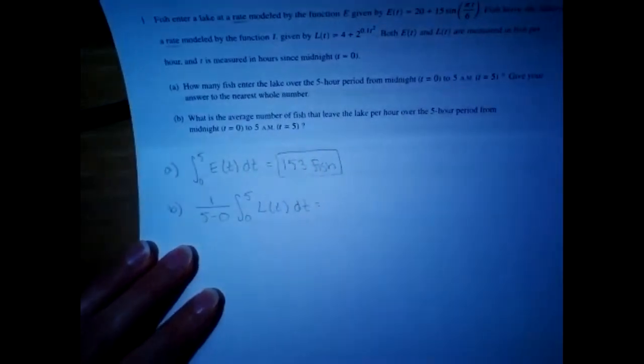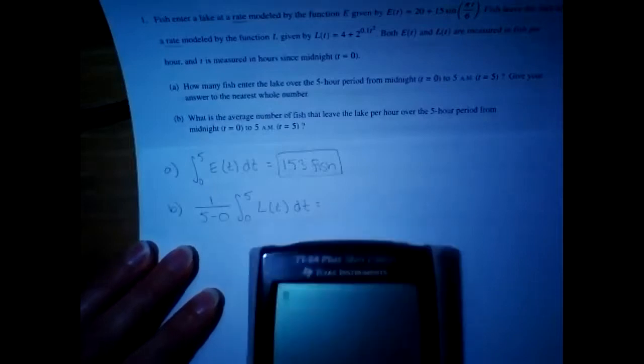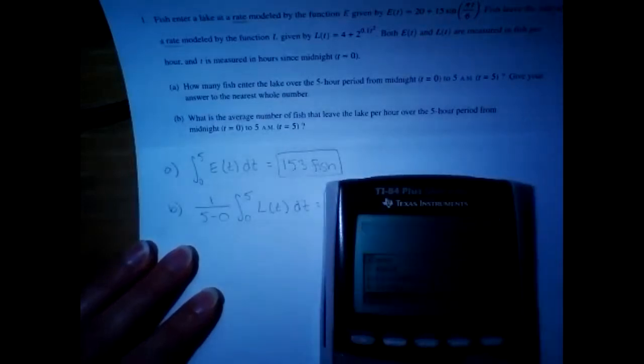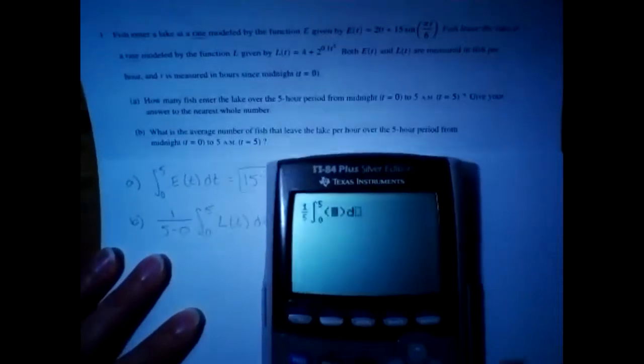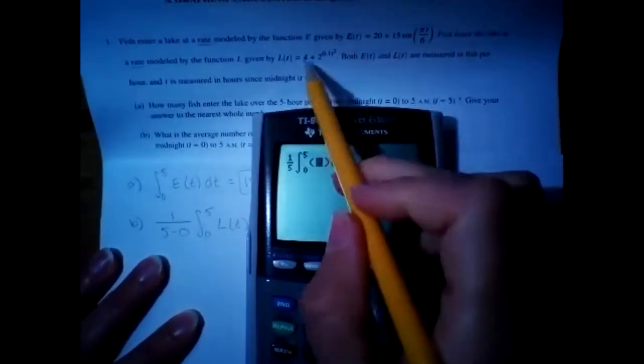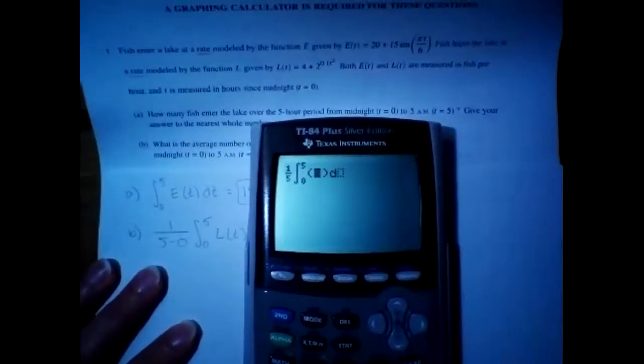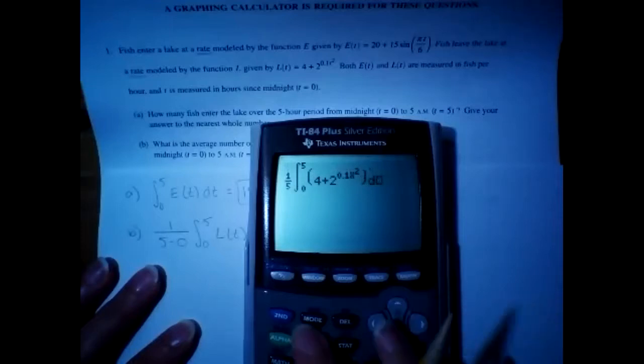And we're just going to type that in the calculator. So it's going to be 1/5, and then integral 0 to 5. And this time we want the L of t function. So that is this one right here. So 4 plus 2 to the power 0.1 x squared and dx.